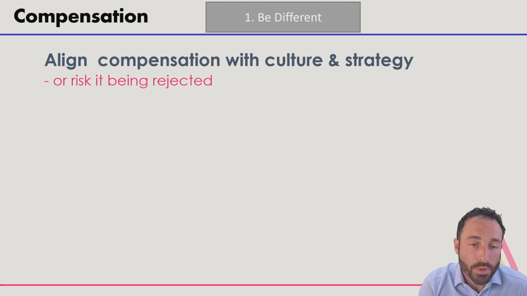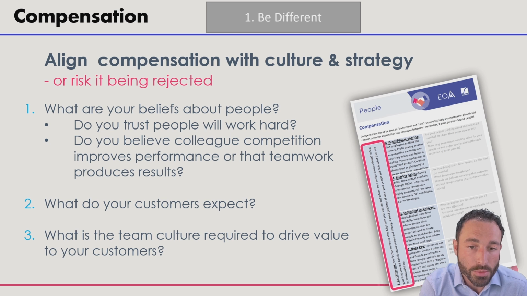So the first design principle is about being different. It's about this alignment piece with your culture and strategy. You've got to get that alignment right, or you risk it ultimately being rejected. So the first question that I ask people to complete on the worksheet is really, what are your beliefs about people? Start making some notes about how your culture and strategy align. Do you trust people to do hard work? Do you think internal competition is how to produce the best work? What are your customers expecting?